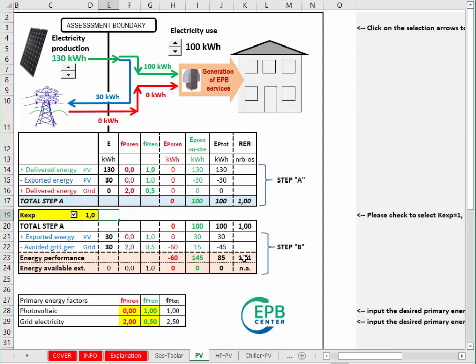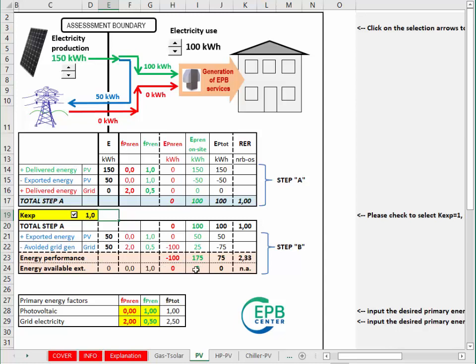In this case, we have already taken into account the exported electricity into the energy performance of the building, which is now affected by the amount of exported electricity. So the energy available externally will be set to 0 because we have already taken into account the effect of exported energy into the energy performance of this building. So it's not fair to take it into account a second time outside the building. This would result into double counting.